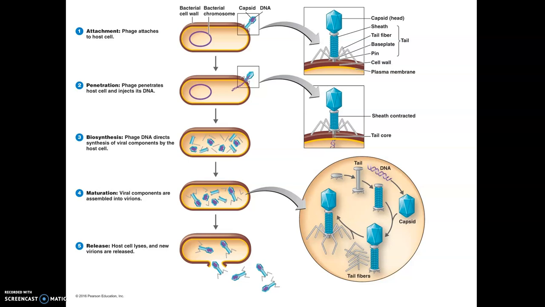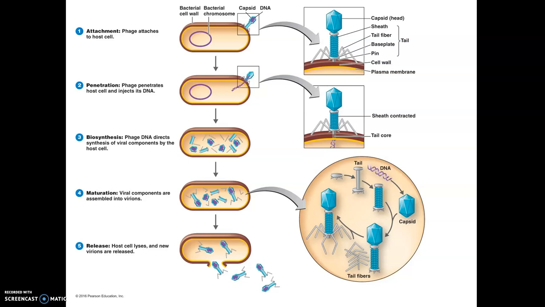So step one is attachment. That's when the virus attaches to the cell. Step two is penetration. That's when the virus penetrates the cell. Number three, biosynthesis. That's when basically the virus takes over the cell and forces the cell to make the viral proteins or the viral enzymes, what have you.